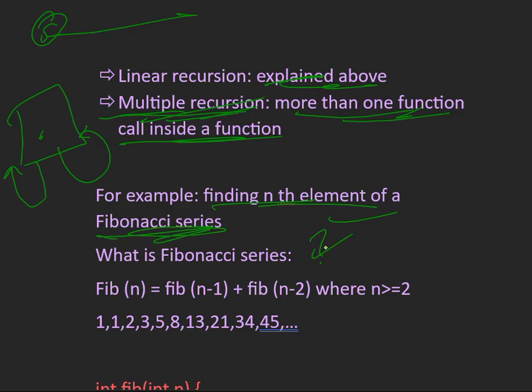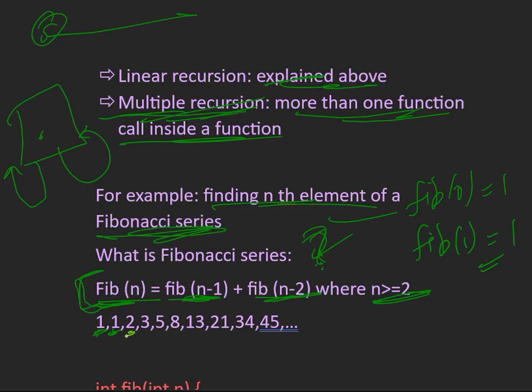I hope you know what a Fibonacci series is. This is the formula of the Fibonacci series: Fibonacci of the nth element is equal to Fibonacci of n minus 1 plus Fibonacci of n minus 2, where n is greater than or equal to 2. So this is a condition. If we look at a Fibonacci series, initially it is 1 and 1, that is Fibonacci of 0 is equal to 1 and Fibonacci of 1 is equal to 1. That is the condition.